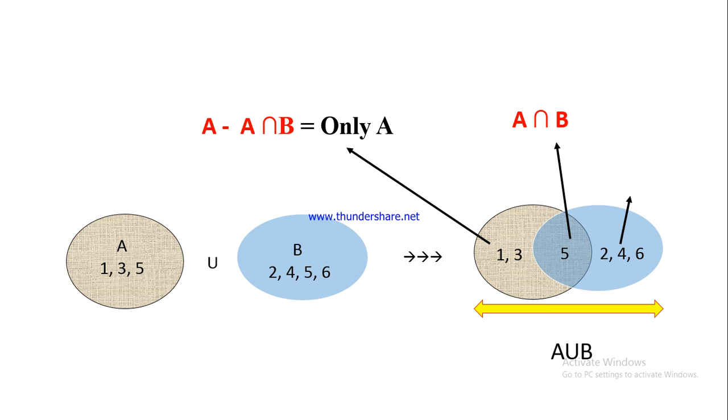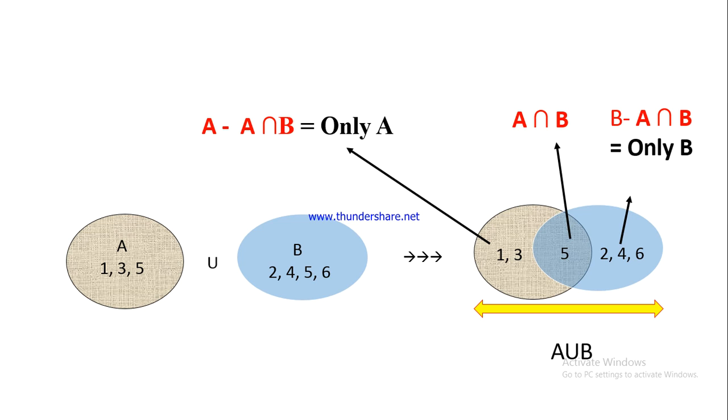minus A intersection B. Many times this particular way of denoting this portion in the Venn diagram is used. We call it only B. Only B means those elements which are present in B and not present anywhere else. So this is the meaning of only B. And here only B is equal to 2, 4, 6. B is equal to 5, 2, 4, 6.